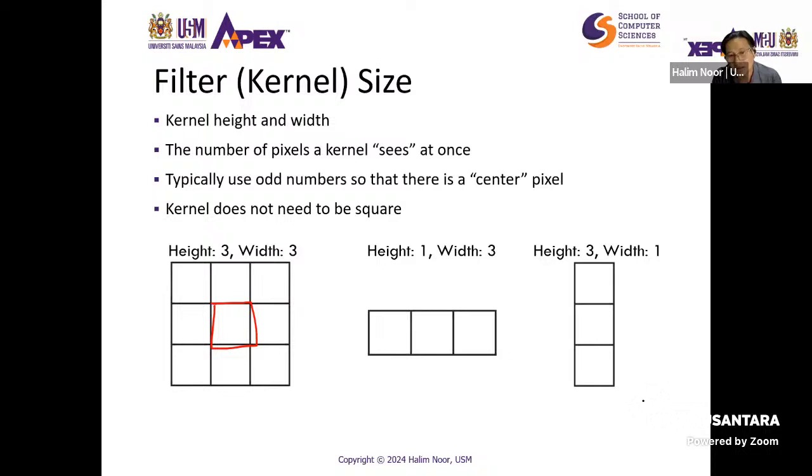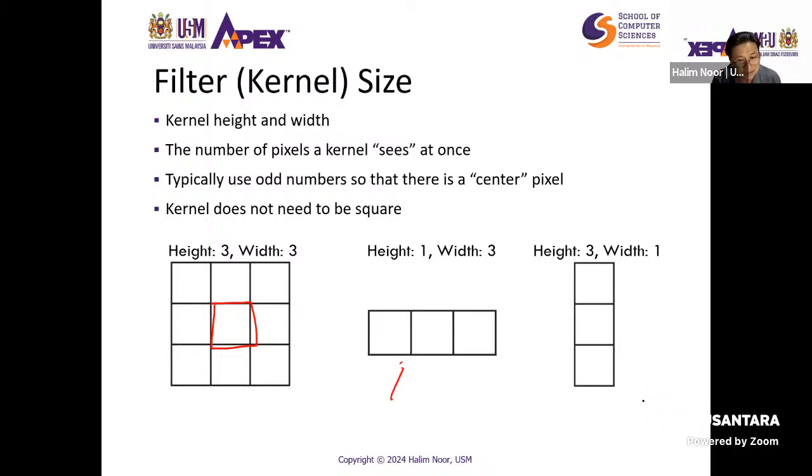Okay, but theoretically you can set your own size, like 2 by 2 if you want, or 4 by 4, right? It's just that in the literature we normally use odd numbers, right? And the kernel is square, though it doesn't necessarily have to be square.